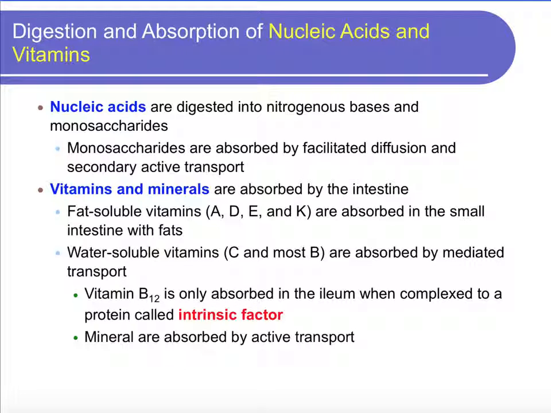One vitamin I also want to point out is vitamin B12, and we did mention this when we were talking about anemia. So vitamin B12 is necessary to make red blood cells, and so when you have a lack of vitamin B12, you can become anemic.